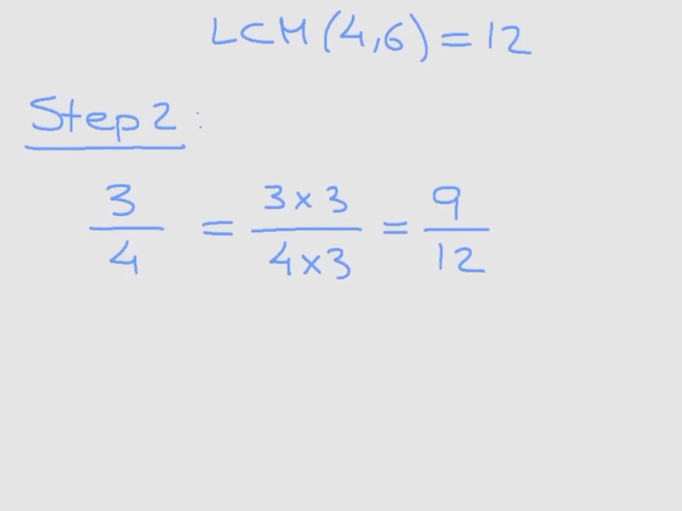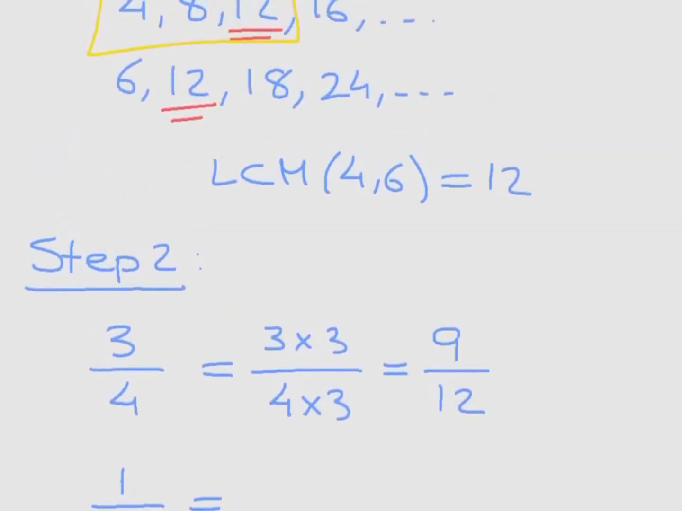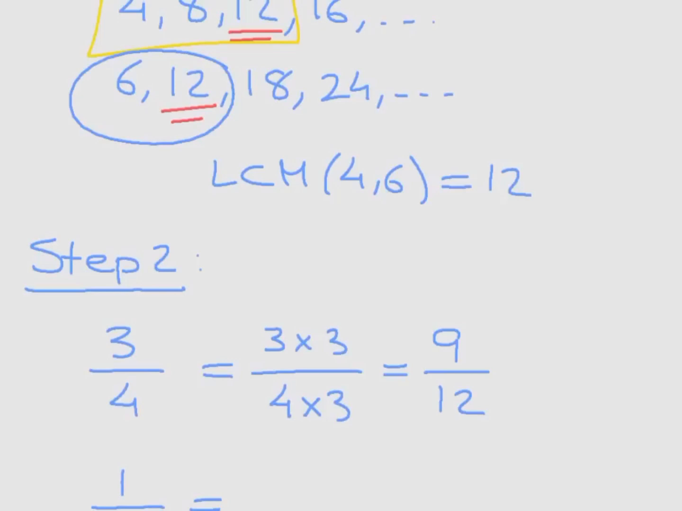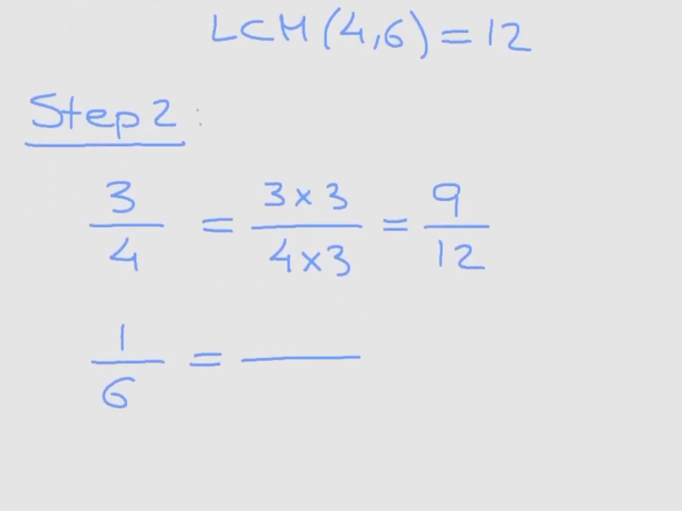In a similar way, we have to express 1 over 6 as a fraction over 12. And looking back at our list here, that we found in step 1, we can see that 12 is the second multiple of 6. This means that to get from 6 to 12, we simply have to multiply 6 by 2. And again, because I'm multiplying the denominator by 2, I have to multiply the numerator by 2 as well. And so 1 over 6 is equal to 2 over 12.